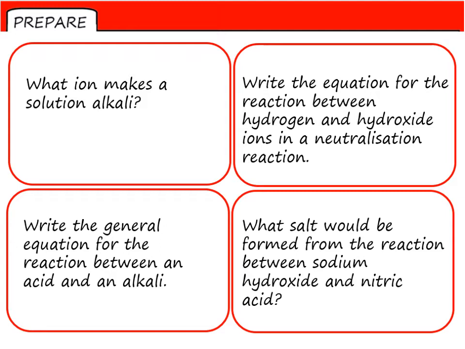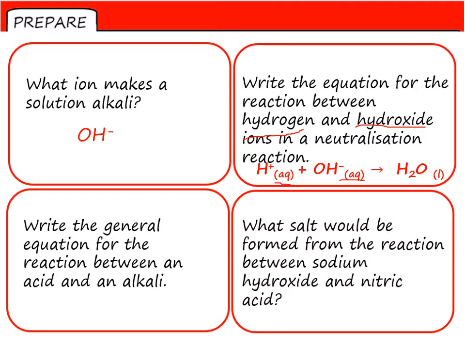Okay, so what ion makes a solution alkali? It's an OH minus ion, or you might have written hydroxide ion, which is the name of the OH minus ion. Write the equation for the reaction between hydrogen and hydroxide ions in a neutralisation reaction. So hopefully you had H plus plus OH minus produces H2O. And you'll notice the state symbols, the hydrogen ion and the hydroxide ion have got the aq state symbol because they are aqueous, they're dissolved in water.